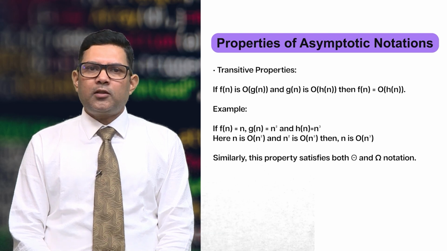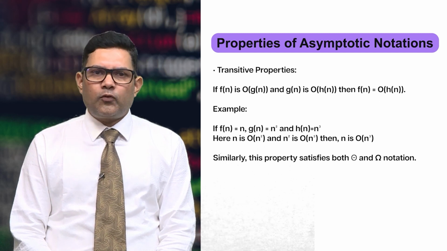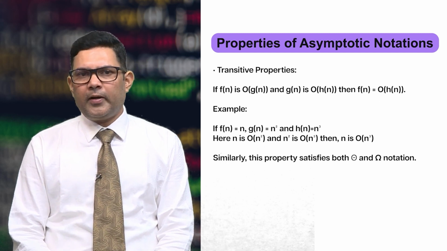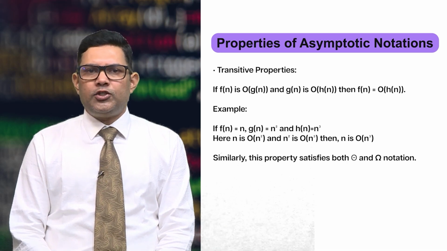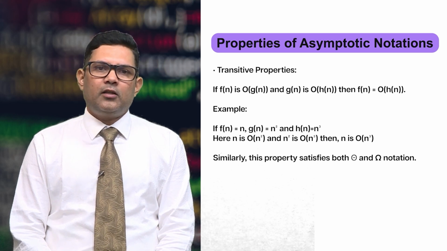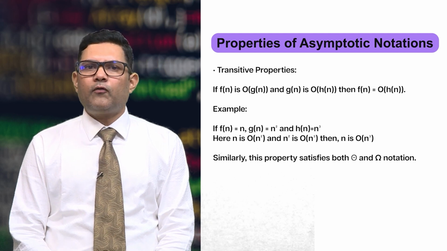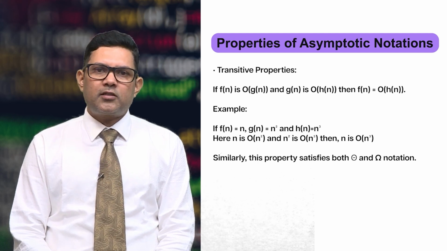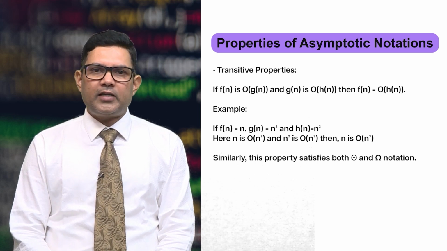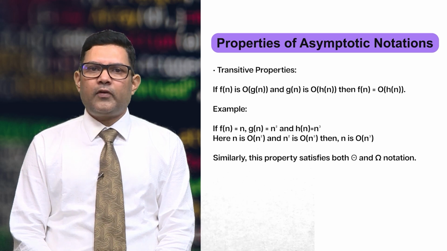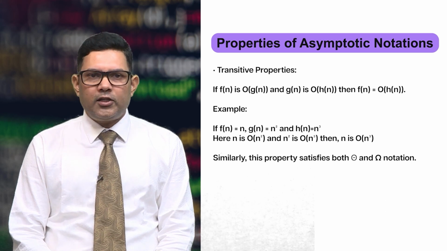But here, as per the transitive property, we can define that n is big O of n square, because f of n is big O of g of n. So the value of f of n is n, so n is big O of n square, and g of n is big O of h of n. That means the value of g of n is n square, so we can rewrite that n square is big O of n cube, so we can conclude that f of n is big O of h of n. So what is the value of f of n? f of n is n, and h of n is n cube. So we can conclude that n is big O of n cube.